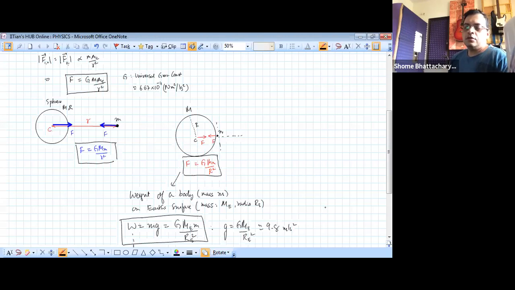Okay, good. So, IITians, I'll send you the notes so you can see the exact formula and all that later.